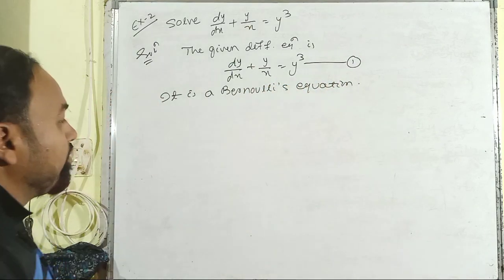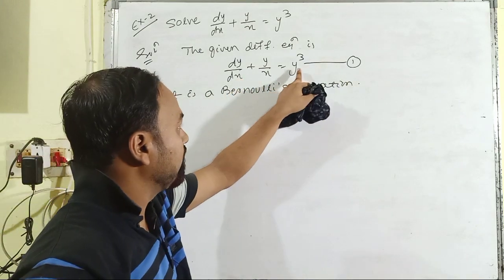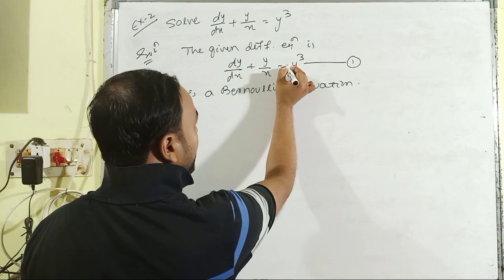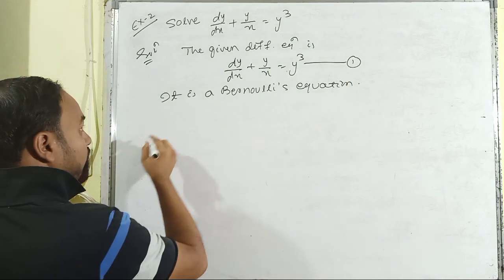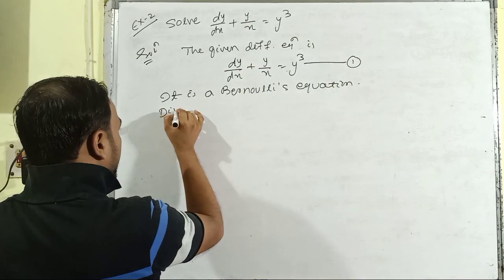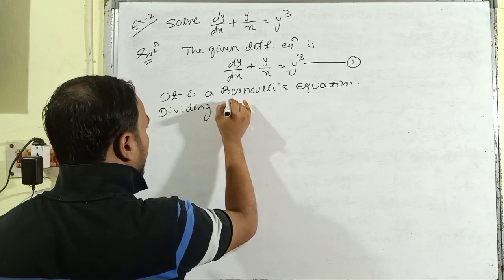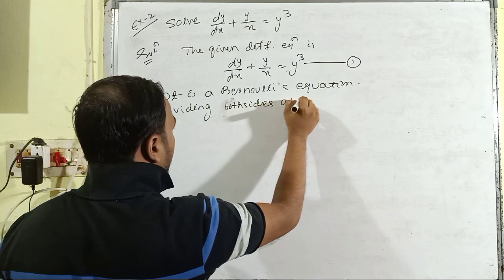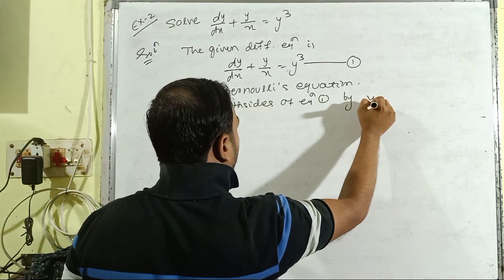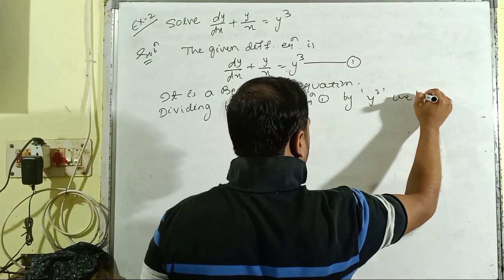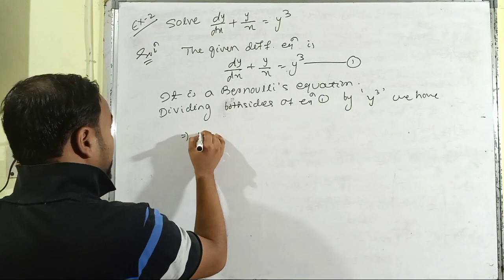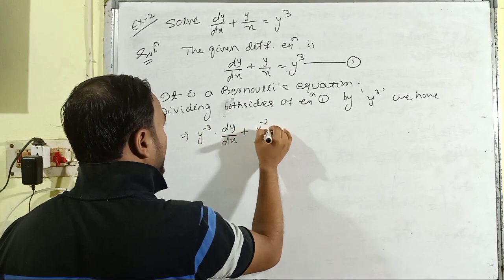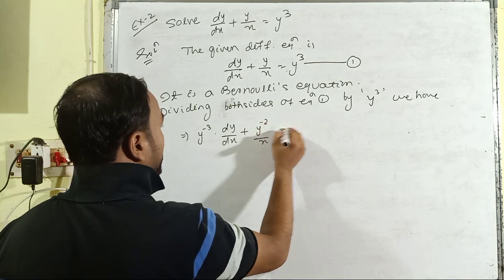So first of all we have to divide both sides of equation number 1 by y^3, because y^3 is multiplied with Q(x), and here Q(x) is 1. Dividing both sides of equation 1 by y^3, we have y^(-3) dy/dx + y^(-2)/x = 1.